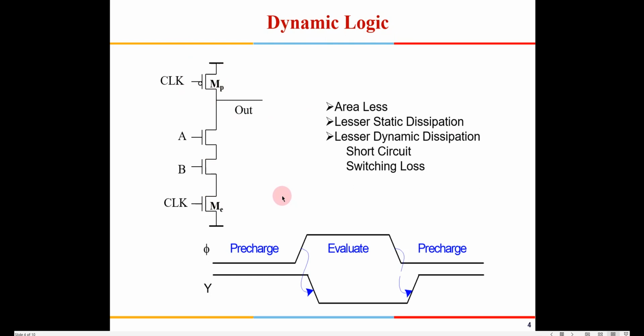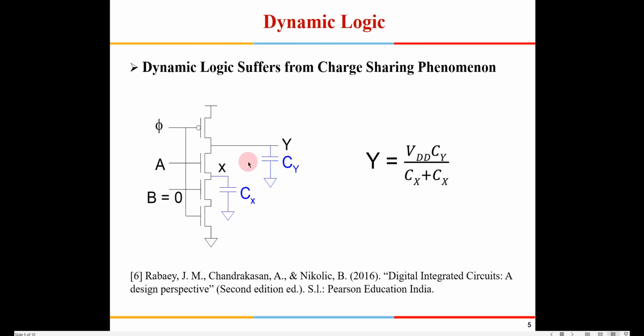We'll take a few other examples, but this also has certain small issues, and one example is shown here. Dynamic logic suffers from something known as the charge sharing phenomenon. When the clock is low, this output is charged to VDD, and say this node capacitance is Cy. Now suppose when the clock is going high, A is 1 and B is 0. In that case, the output is supposed to remain 1.